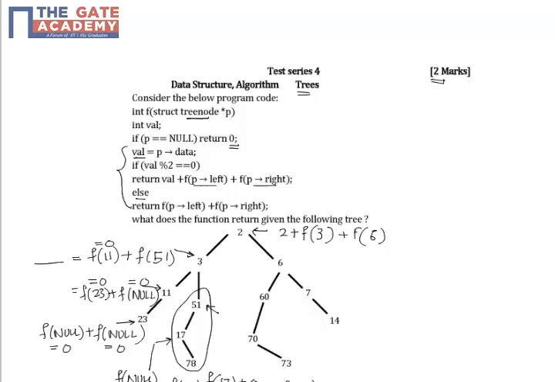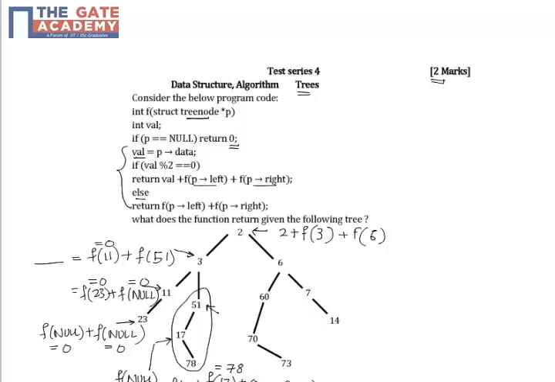So f of 78 is an even number, so my root is pointing here now, and what will happen? It will return 78 plus f of left subtree of 78, which is null because 78 is a leaf node, and f of right subtree of 78, which is again null because it is a leaf node. So 78 plus 0 is nothing but 78. So this 78 value will be returned to f of 17.